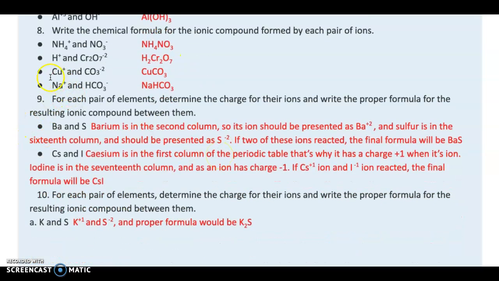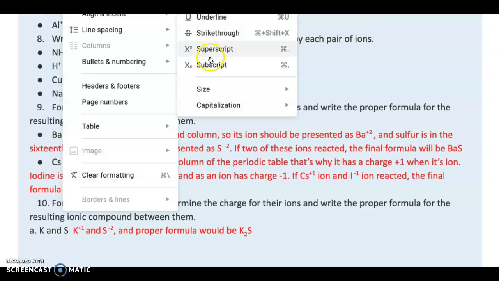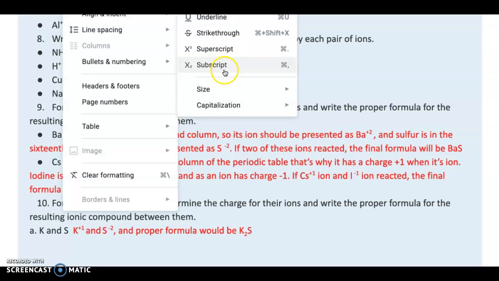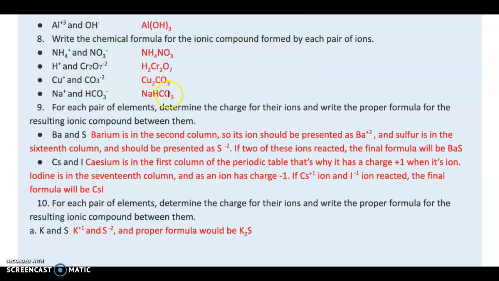Next example is between copper, and this polyatomic ion is called carbonate. So copper has a charge +1, carbonate has a charge -2. Therefore, here's my mistake. You write 2 for copper. Copper has 2, carbonate remains the same.